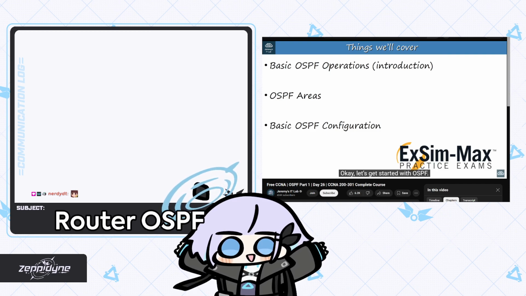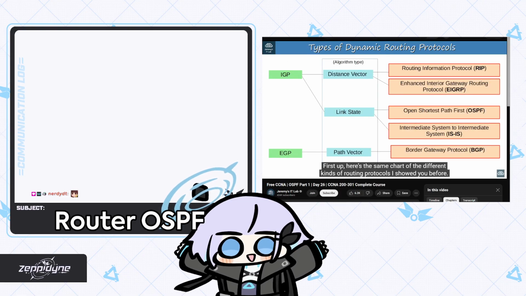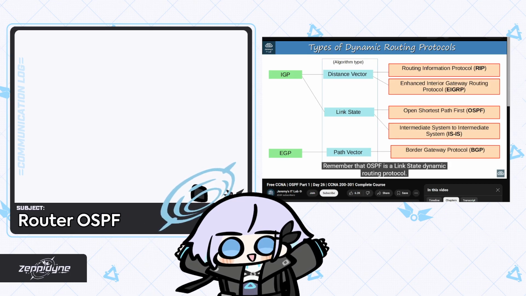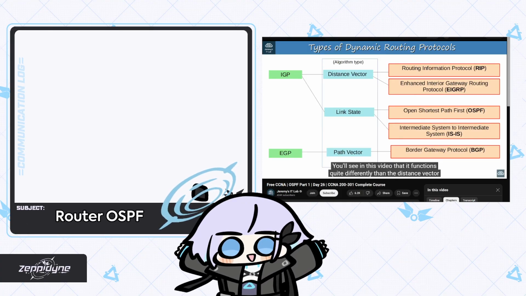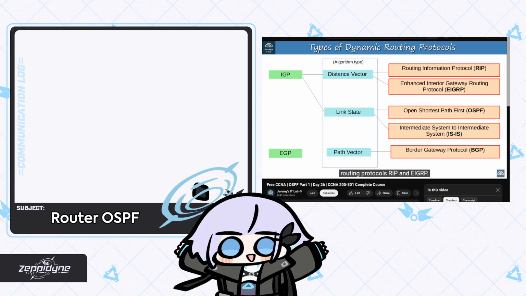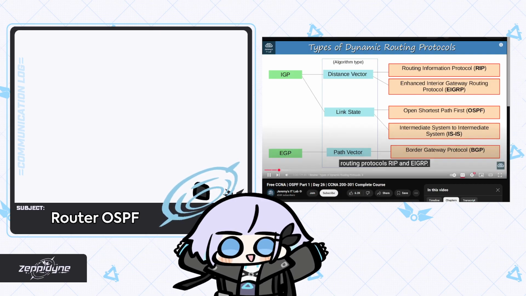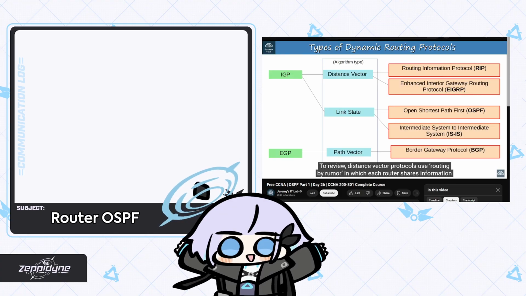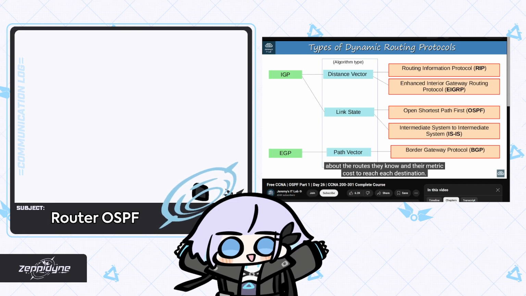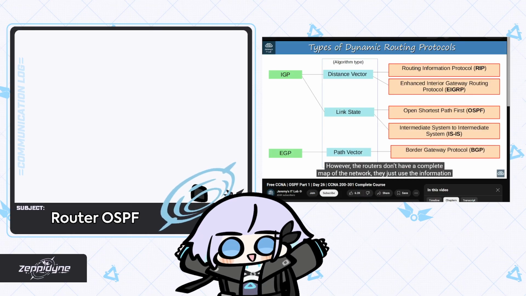Okay, let's get started with OSPF. First up, here's the same chart of the different kinds of routing protocols I showed you before. Remember that OSPF is a link state dynamic routing protocol. You'll see in this video that it functions quite differently than the distance vector routing protocols RIP and EIGRP. To review, distance vector protocols use routing by rumor, in which each router shares information about the routes they know and their metric cost to reach each destination. However, the routers don't have a complete map of the network. They just use the information their neighboring routers tell them to determine the best route to each destination.